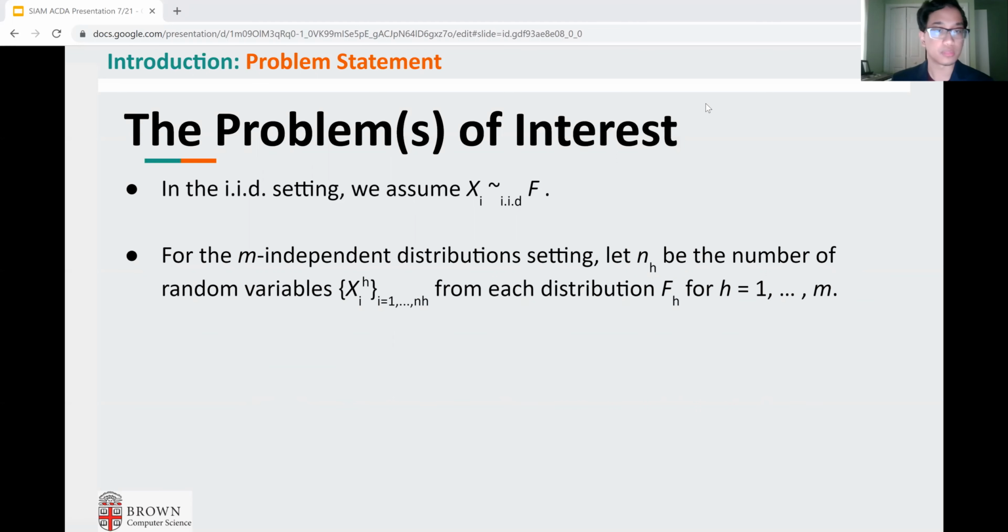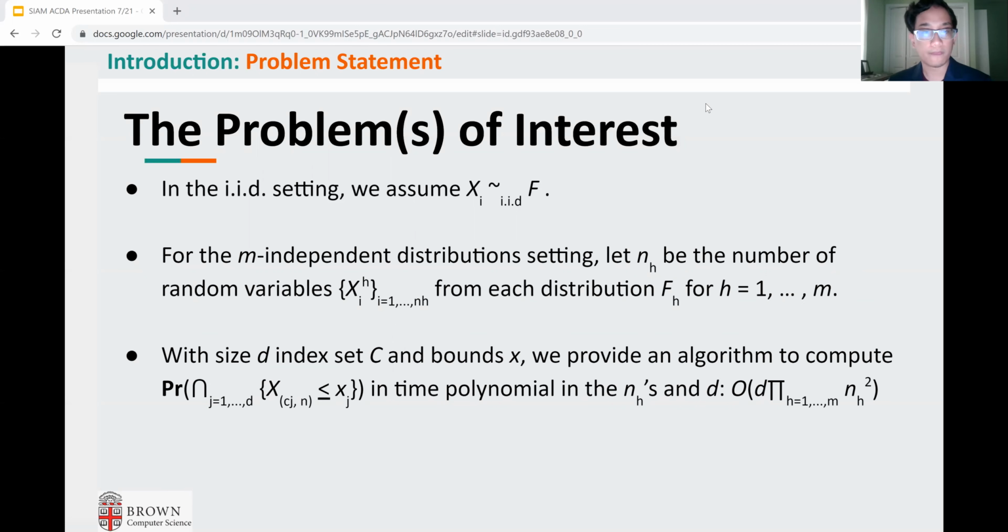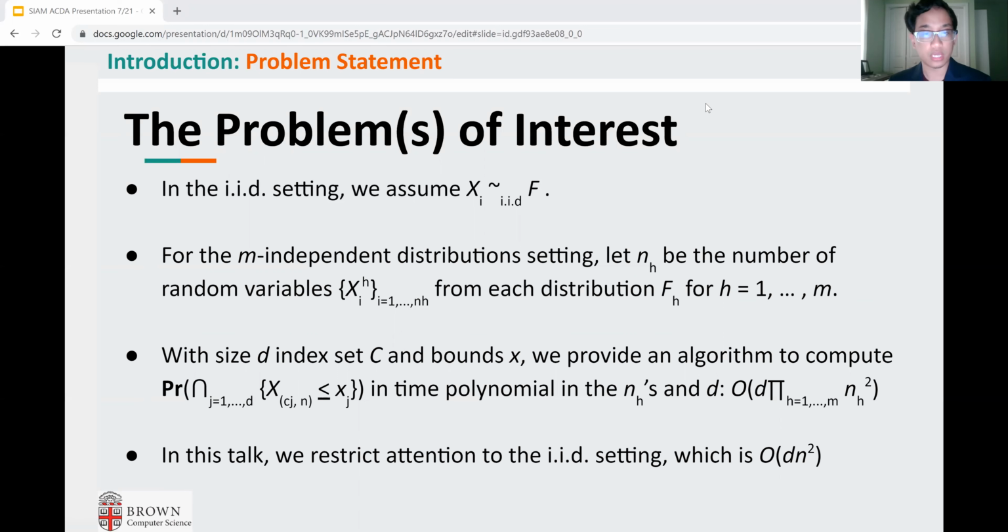In our previous example, you can think of these populations as the students who are taking the course for a requirement and students who aren't taking the course for a requirement. In both cases, though, the goal is still to compute the joint CDF of the order statistics indexed by C at bounds small x. In particular, we wish to do this in time polynomial in the n sub h's and d, which are the population sizes and index set sizes respectively. In the next section, we will focus on the IID setting for the sake of notational simplicity.